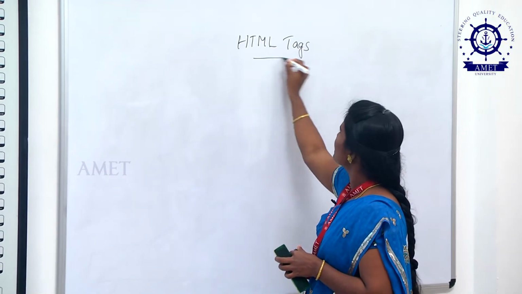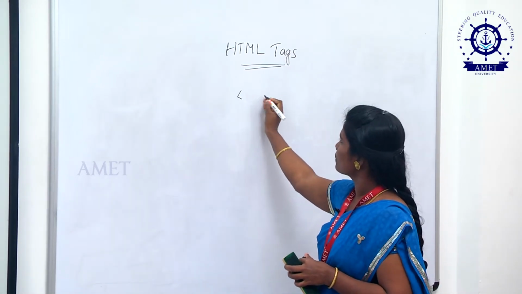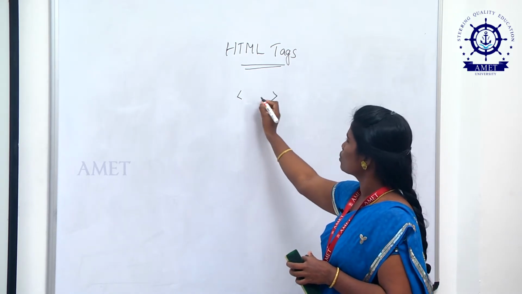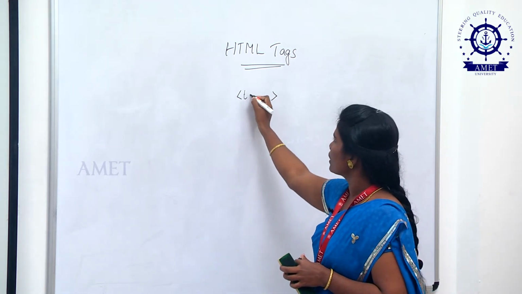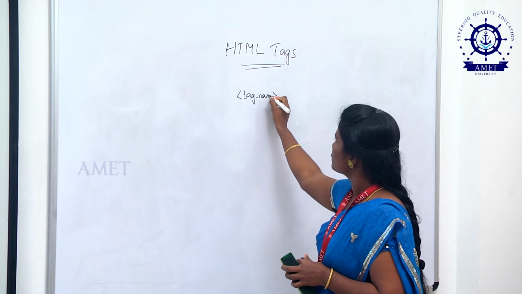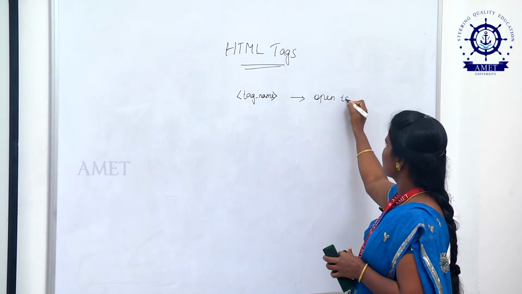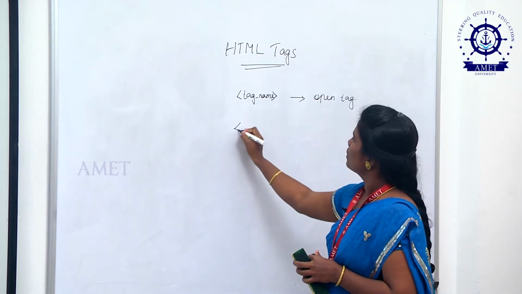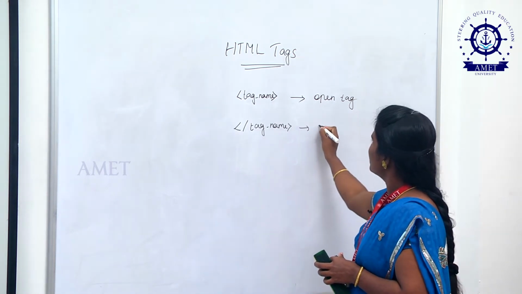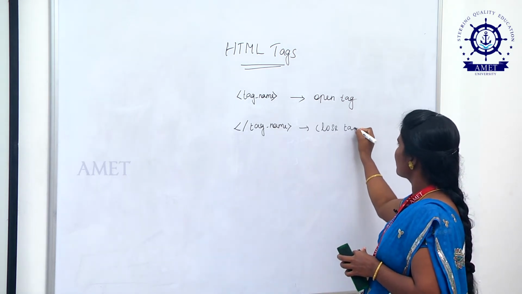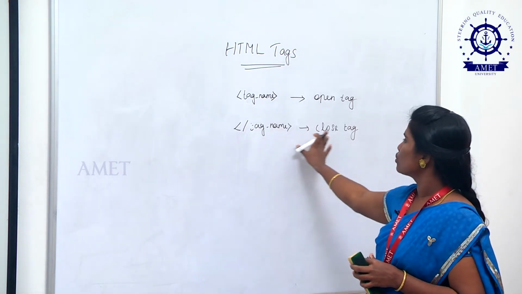Next, HTML tags. An HTML tag must begin with an open angular bracket and end with a close angular bracket. The tag name should be inside the angular brackets. This is known as the open tag, or you can say start tag. This is said to be the close tag, or you can say end tag. Before giving the tag name you must use a slash. This is known as the close tag.